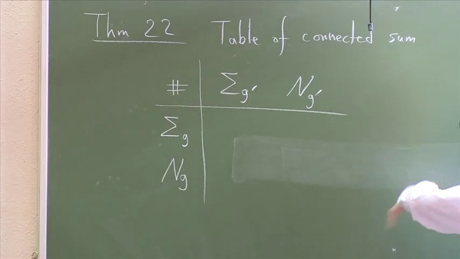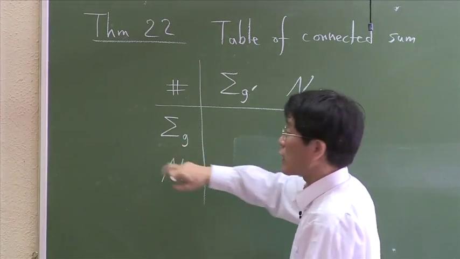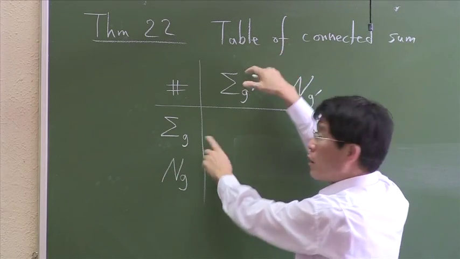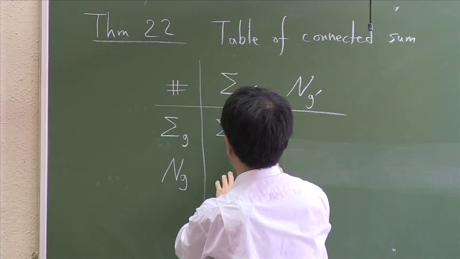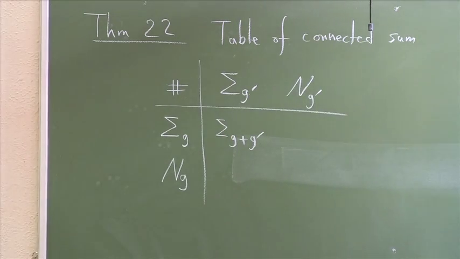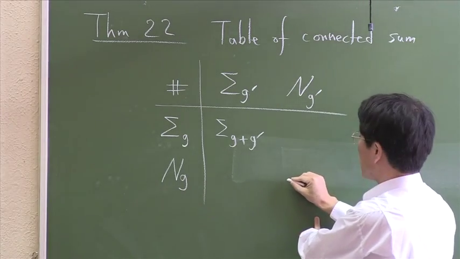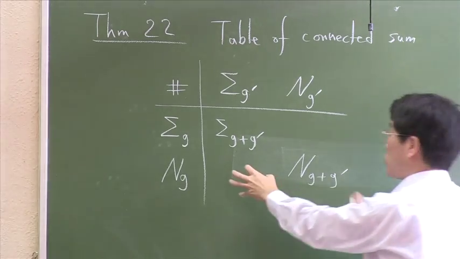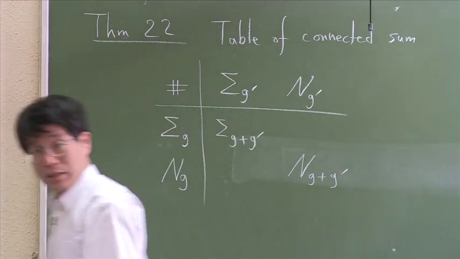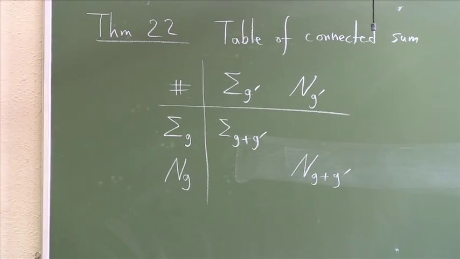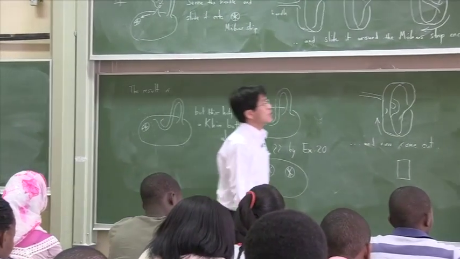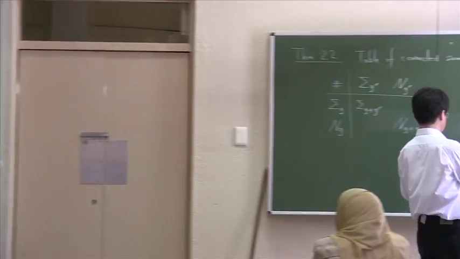Some of these entries are very easy. What do you think we get if I take the connected sum of sigma g and sigma g prime? Of course, you just have g handles, g prime handles. Together you get the sum of the handles. That's all. How about nu g and nu g prime? Well, similarly, it's just this. The only tricky parts are those two entries. But that we can do using the lemma. Okay. So this is the table of connected sum.